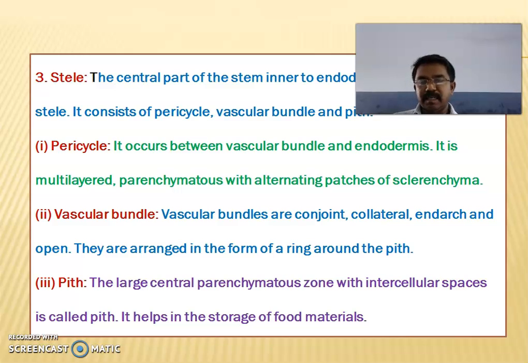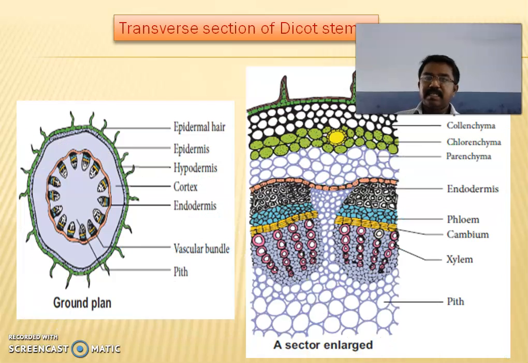Then vascular bundle. Vascular bundles are conjoint, collateral, endarch and open. They are arranged in the form of a ring around the pith. Understand what is pith? Pith means the large central parenchymatous zone with intercellular space, called pith. It helps in the storage of food materials, right?